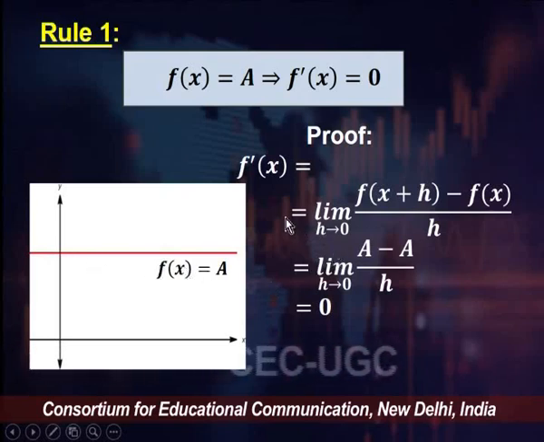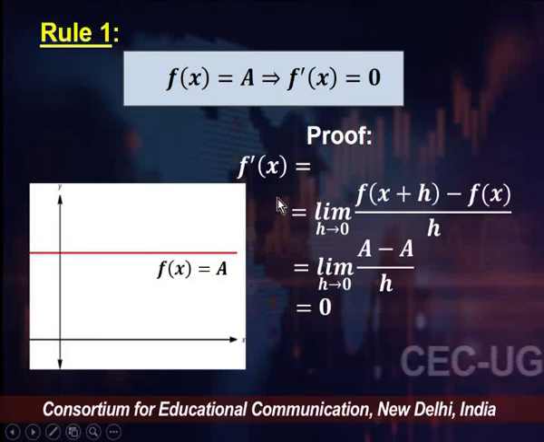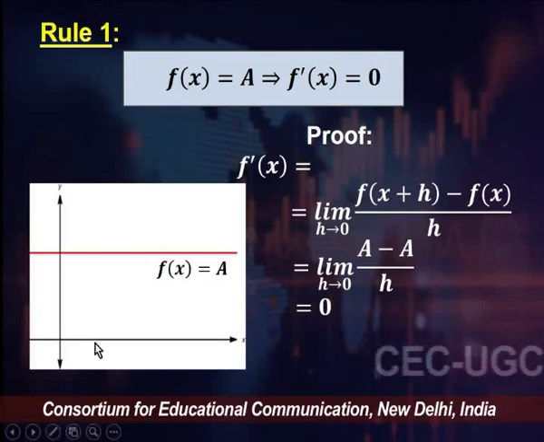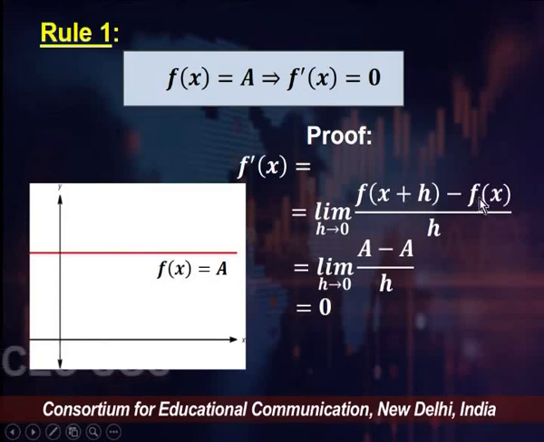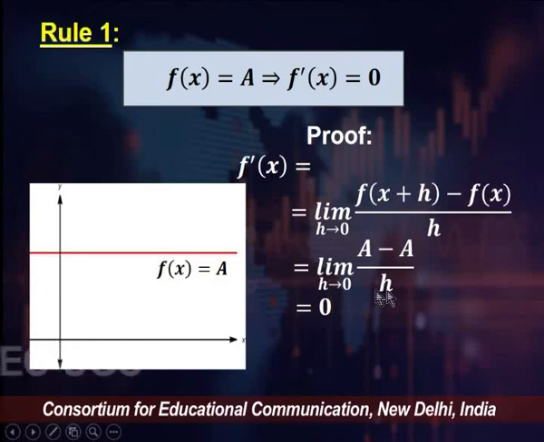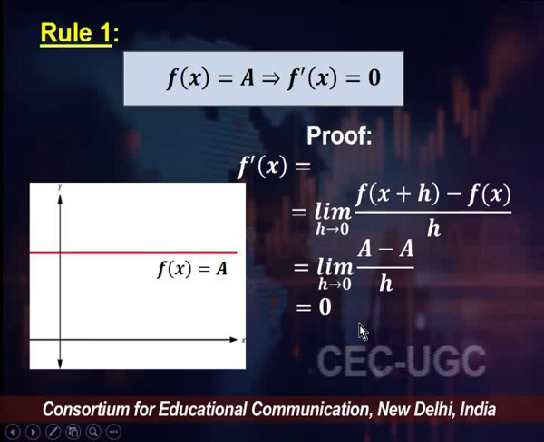We can also prove this result mathematically because f prime of x is the limit of f of x plus h minus f of x divided by h, as h tends to 0 by definition. Because the function is a constant everywhere, whether I take x plus h or x, the value of the function is just going to be A itself. And here you can see that the limit would just be equal to 0. So that is the derivative f prime of x.